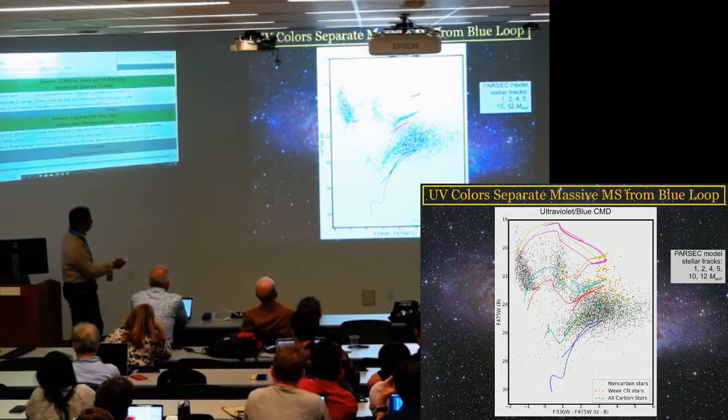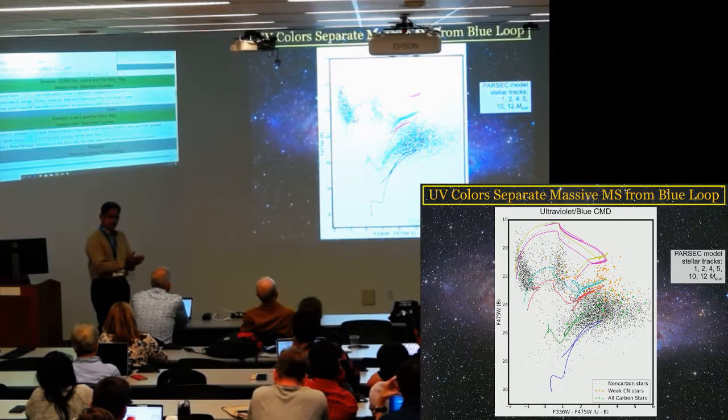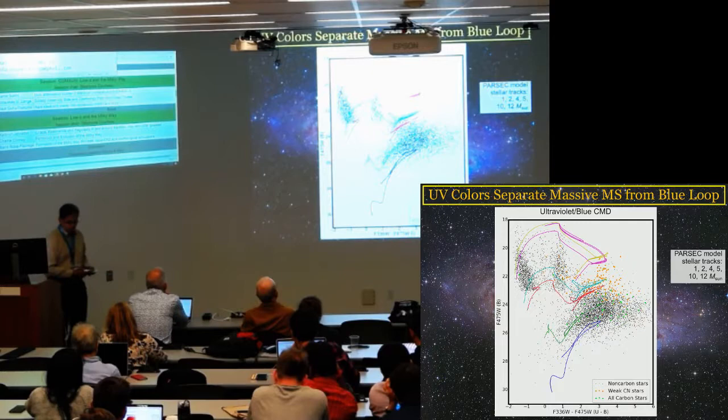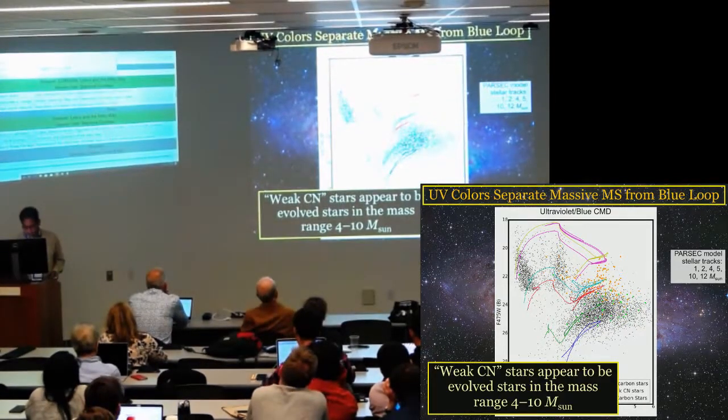This is the blue core helium sequence, and there's a red core helium sequence, which is hard to see in Andromeda because it's got such a big metallicity spread that the red giant branch spreads out and overlaps. Okay, so again, the weak CN stars appear to be in this mass range.